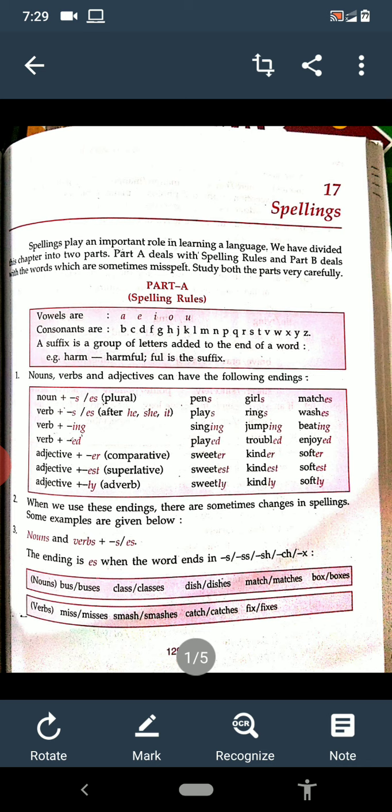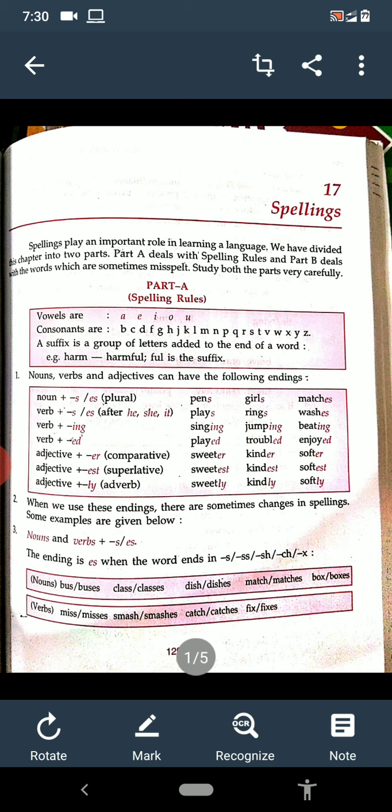Now you see what is written, suffix. A suffix is a group of letters added to the end of a word. For example, harm plus full. It is harmful. So full is a suffix. It is a group of letters that is added to the end of a word, and it will become a new word now.